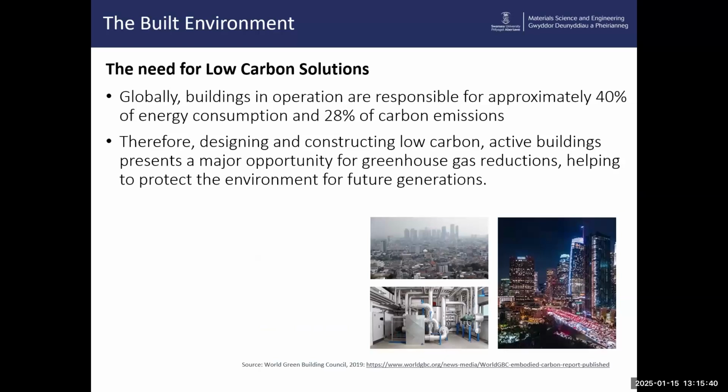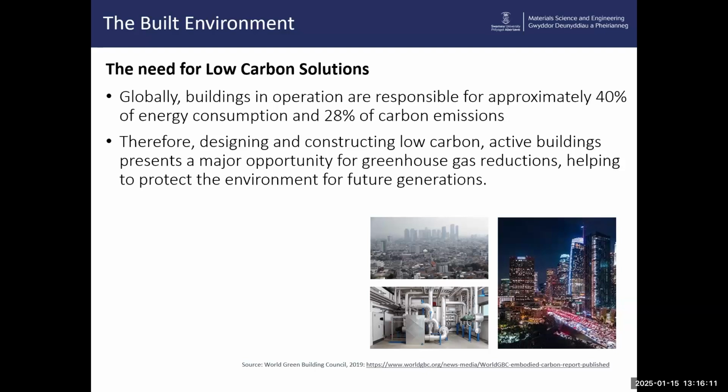So that brings us on to the built environment and the role that it plays in net zero. It's not just things like fossil fuel plants, power plants, or the aviation and shipping industries, which we think of as the big carbon dioxide emitters. Think about it, there are so many buildings in the world that globally, these buildings in operation are responsible for approximately 40% of energy consumption and 28% of carbon emissions.